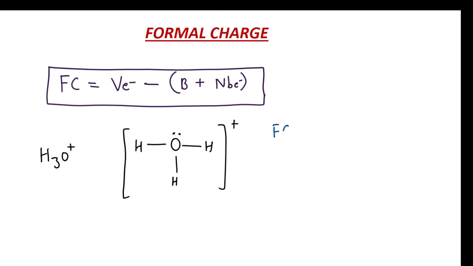So formal charge is equal to the number of valence electrons of the oxygen atom. The number of valence electrons of oxygen is 6, minus the number of bonds, 1, 2, 3, 3 bonds, plus the number of non-bonded electrons. Here the number of non-bonded electrons is 2. So it is 6 minus 3 plus 2, which is 5, equal to plus 1. So the formal charge for the oxygen atom is plus 1. This positive charge is due to the formal charge on the oxygen atom.